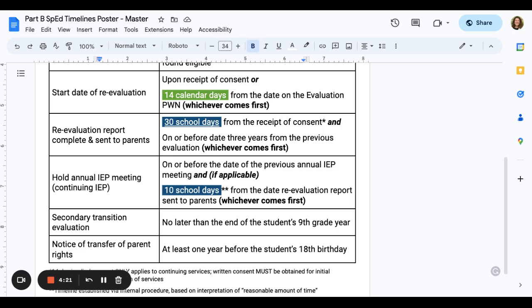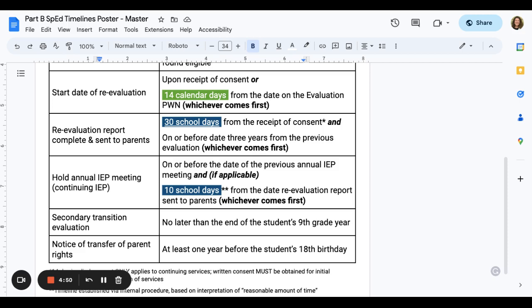So it cannot exceed the 3-year evaluation due date. Whichever one of those comes first is the date that you need to use. If you don't allow yourself a full 30 school days to get that evaluation done, then you're in a shorter time frame. So make sure that you're planning out evaluations much sooner than you think, because the 30 school days does take some time, and you want to give yourself that full amount of time to get those evaluations done.